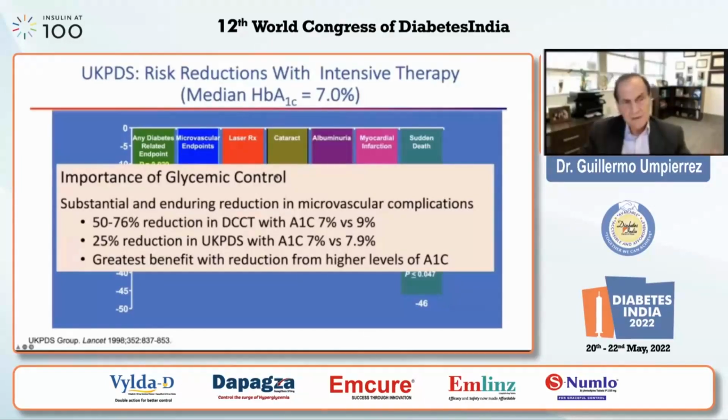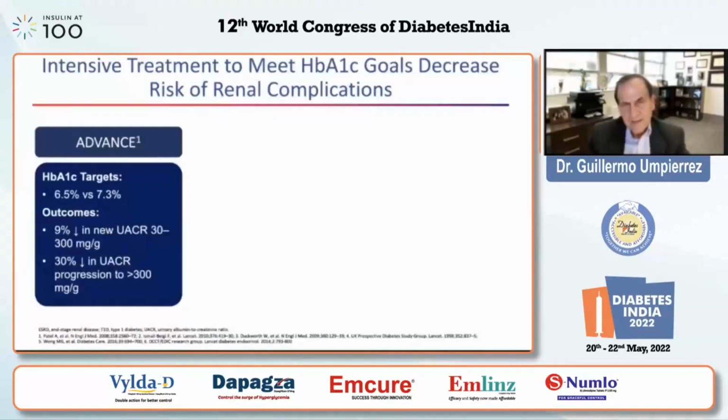So if we want to summarize the importance of glycemic control in the progression of diabetic kidney disease, we can summarize it in the following way. There is a substantial and enduring reduction in microvascular complications. You can prevent nephropathy by 50 to 75% if you decrease hemoglobin A1C to less than 7 versus 9% in patients with type 1 diabetes. And in patients with type 2 diabetes, you see a 25% reduction if you achieve control. And these effects are long duration; there are legacy effects in the long term. Those studies were done in the 80s and the 90s.